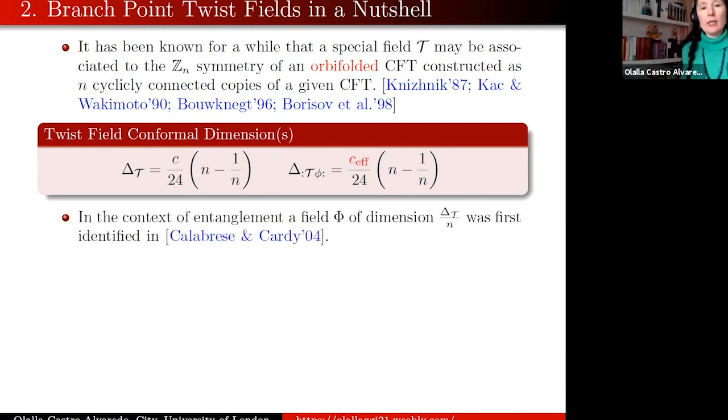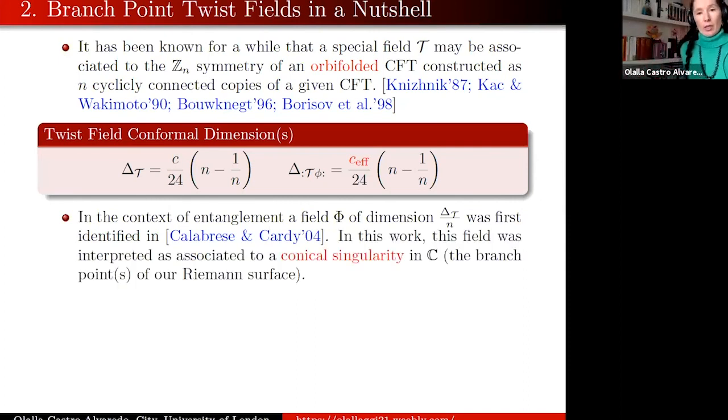Now, in the context of entanglement, the first people, as far as I know, that thought about entanglement as something you could express in terms of correlation functions of a field were Calabrese and Cardy. In their very famous paper, they computed the dimension of the field you would need to do a calculation of entanglement, and they found this dimension to be the same as here divided by n. So they have a slight difference of a factor n. That's why I don't call it T, because it's a slightly different field.